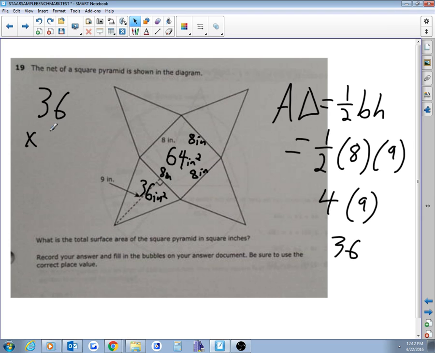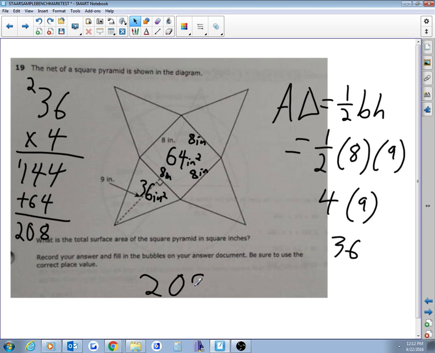So 36 times 4: 4 times 6 is 24, carry the 2, 4 times 3 is 12, plus 2 is 14. So we have 144, that's the area of the 4 triangles. And then we've got to add it to the area of this square. So that's 144 plus 64: 4 plus 4 is 8, 6 plus 4 is 10, carry the 1, 1 plus 1 is 2. So the correct answer would be 208 square inches, or inches squared. 208.